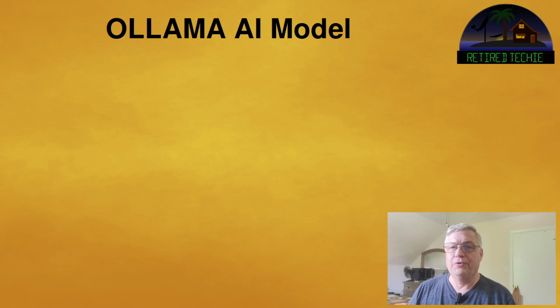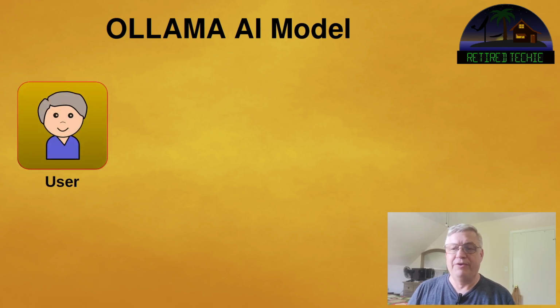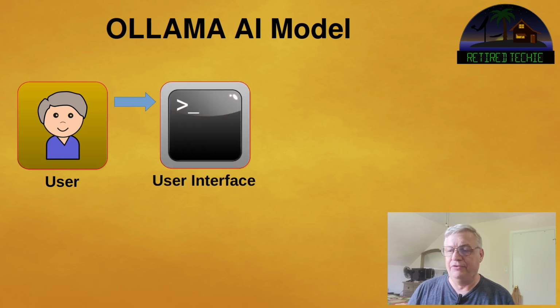My model for using Ollama starts with the user, myself, who passes information through an interface to the AI model. In this case, it's going to be actually a couple of stages. I've got one block here, but it's going to be PuTTY SSH'd into my virtual machine. So basically a terminal and text.